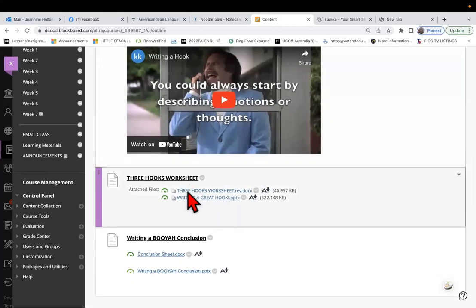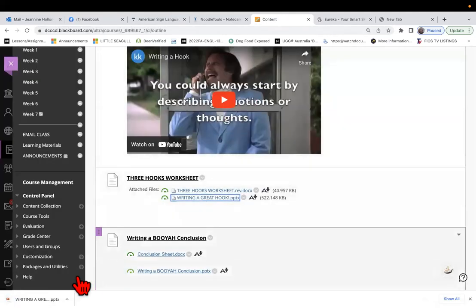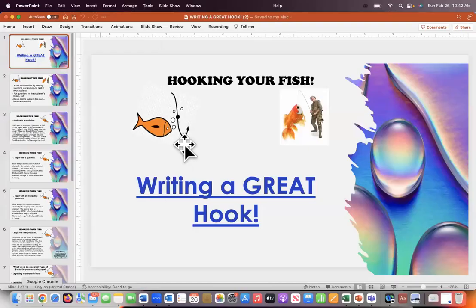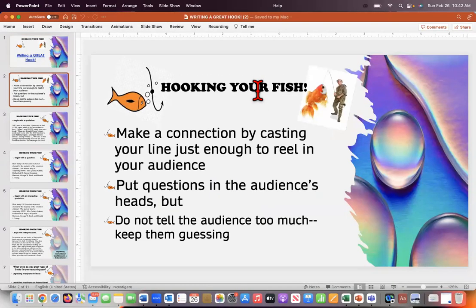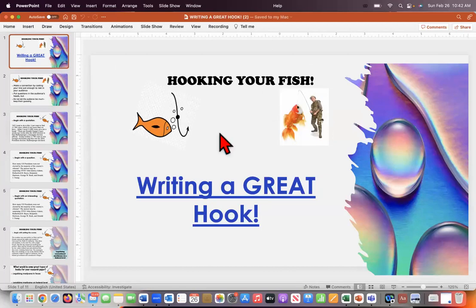Okay, let's go to the 3-hook worksheet. But before we do that, we're going to go to the PowerPoint. It's called Writing a Great Hook. You got your little fish, you got the hook. This is your hook, your lead to your introduction. And this is hopefully what you do.